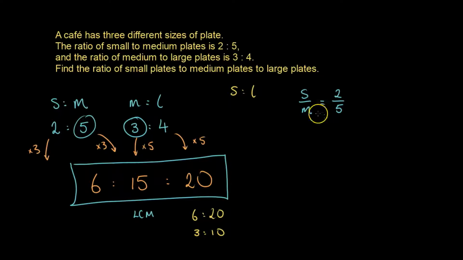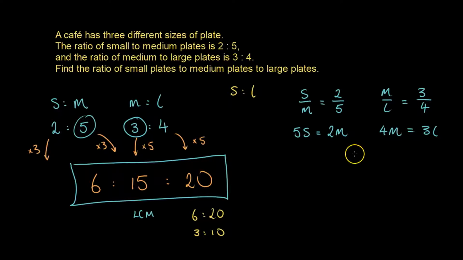And I can rewrite this equation here. I can rewrite that as 5s equals 2m. So on the left-hand side, the number of plates should equal the number of plates on the right-hand side. The same is true for the relationship between the medium plates and the large plates. So that originally was 3 over 4. So 4 times the number of medium plates should equal 3 times the number of large plates. We should have equal numbers of plates on both sides.